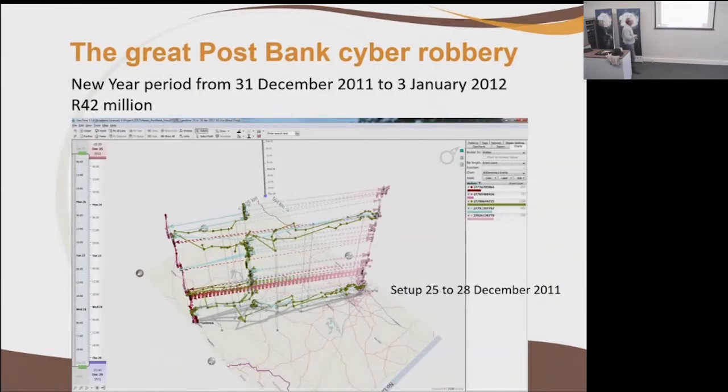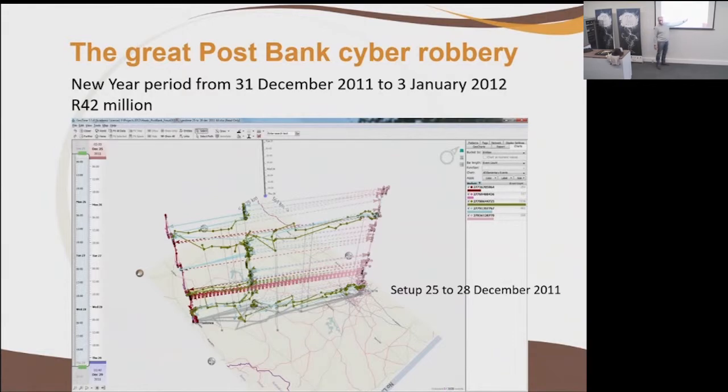Then the other interesting case that I was involved with, the great Post Bank cyber robbery. If you remember, in January 2012, there was this whole hoo-ha in the media about 42 million rand that went missing. And this was the setup.